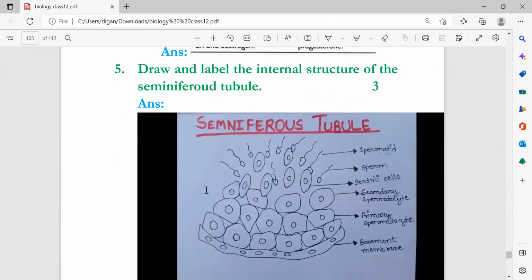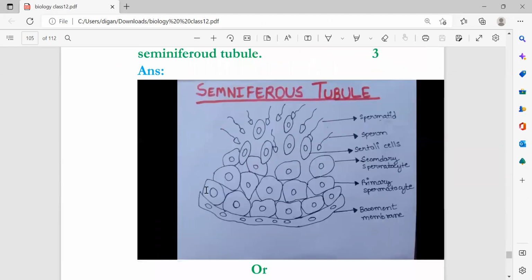Draw and label the internal structure of the seminiferous tubules. So in the seminiferous tubules, this is the basement membrane. Next are the primary spermatocytes and secondary spermatocytes. These are the Sertoli cells, which give nutrition to the upgrowing sperm. Then these are the sperm and these are the spermatids.